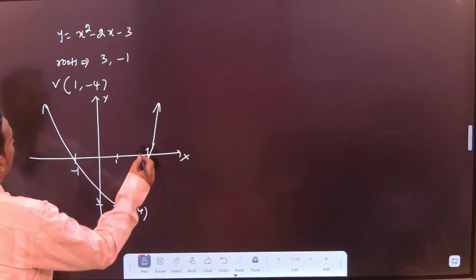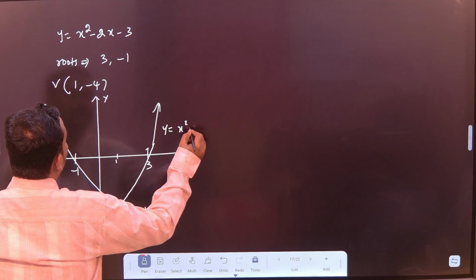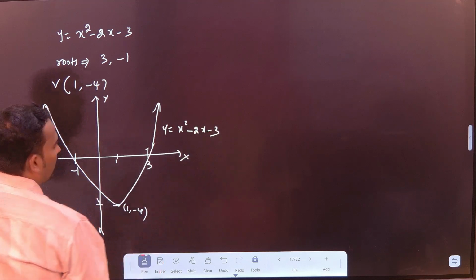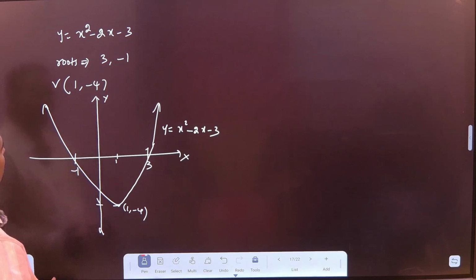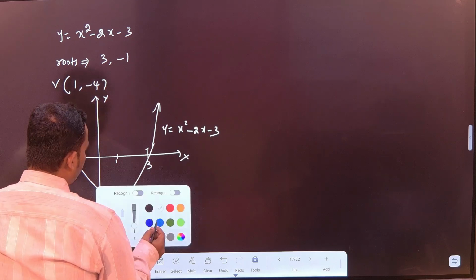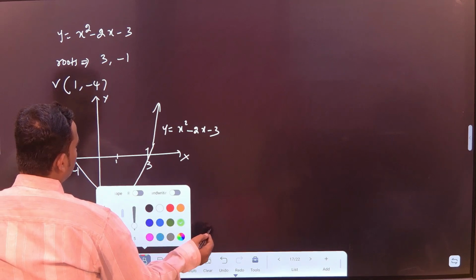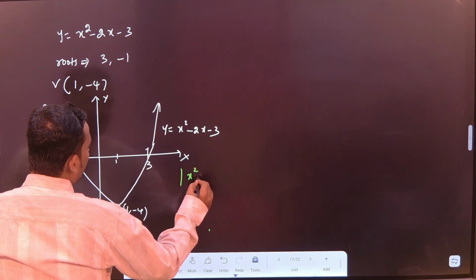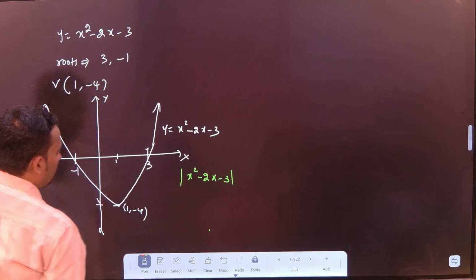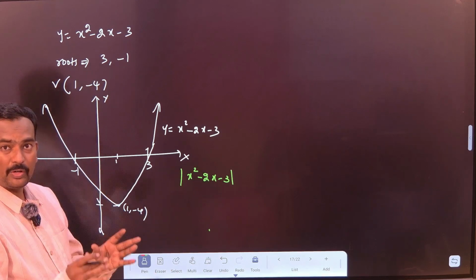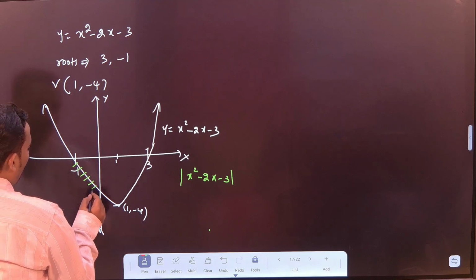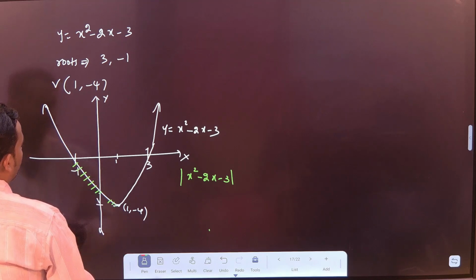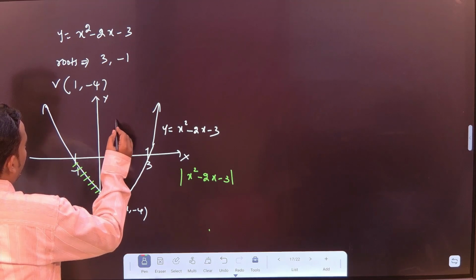Okay, this is your graph of y is equal to x square minus 2x minus 3. How to draw the graph of mod of x square minus 2x minus 3? So, whenever the mod you are applying, the negative part should not be there, right? That means whatever is below the x axis will be reflected up here.